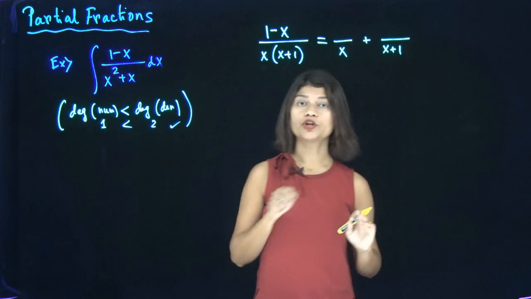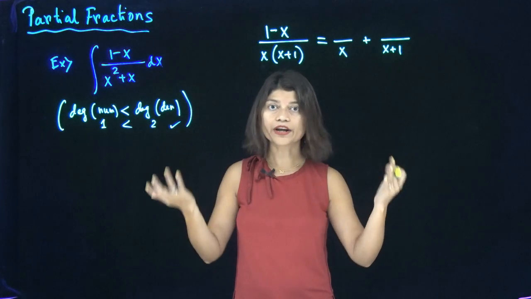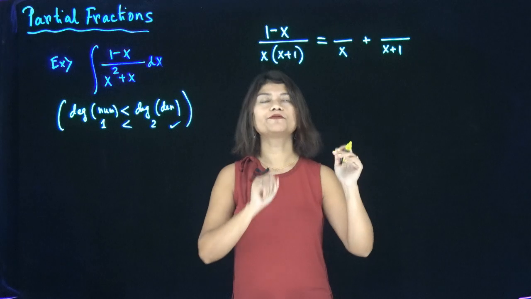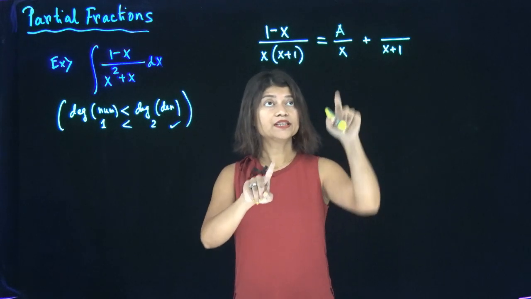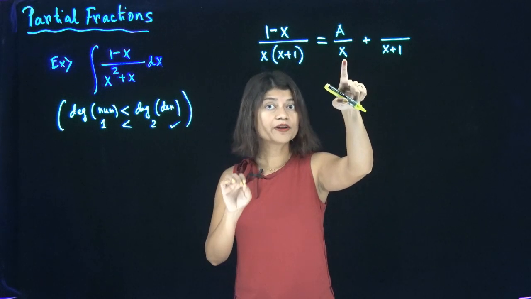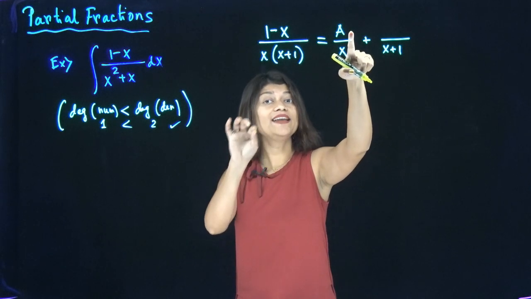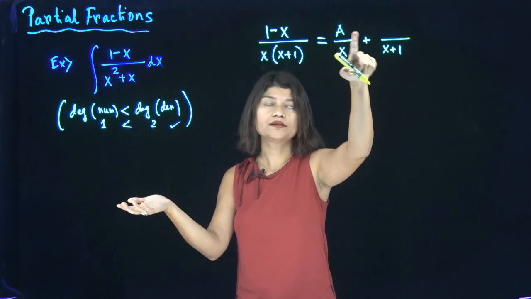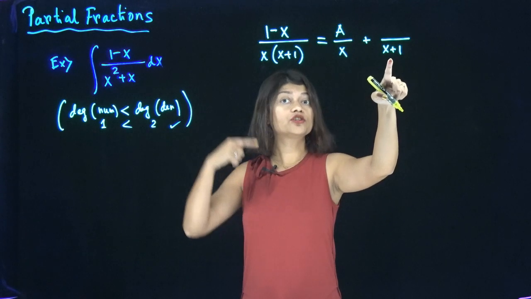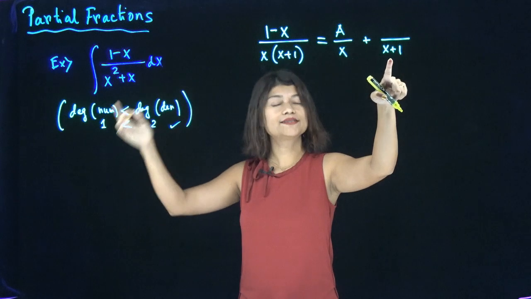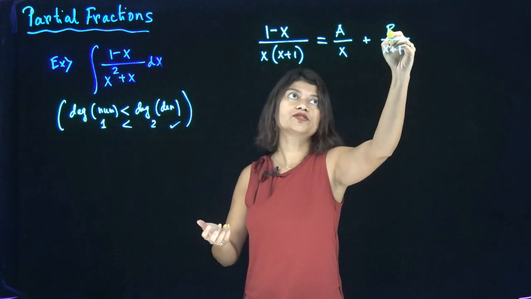Now what goes on the top? That's the challenging part, okay? We don't know right away what goes on the top. That's what you have to figure out. So we put A. A is a constant, remember. Since the denominator is linear, whose degree is 1, on the top you write one less degree, which will be a constant. This one, again, is a linear factor, degree 1, so on the top you will write a polynomial of one less degree, which is a degree 0 polynomial, which is just a constant.